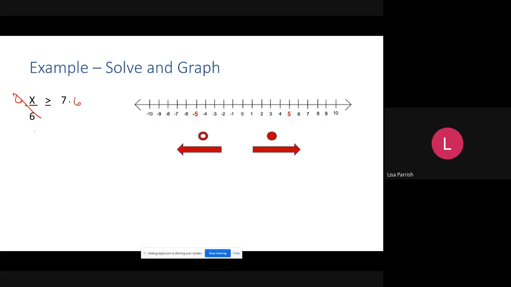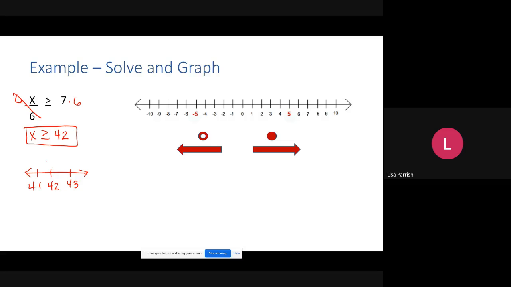That's going to cancel out. And you have X is greater than or equal to 42. 7 times 6 is 42. Now, clearly my number line does not go to 42. Lucky for you, you're drawing your own on your paper. So let's make it easy. So we have 41, 42, and 43.